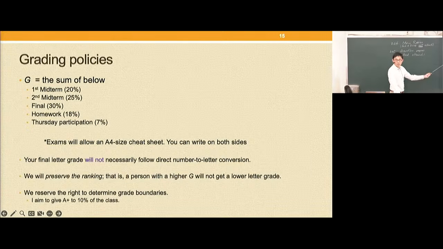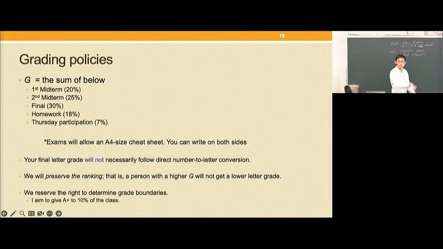Anybody with a higher G will not get a lower letter grade. So the grade boundaries, the cut scores, will be determined by us. We reserve the right to determine those grade boundaries. Is that clear? The boundary hopefully will be lowered compared to the university recommendation, because that feels better, right? Is that clear? But we preserve the right.